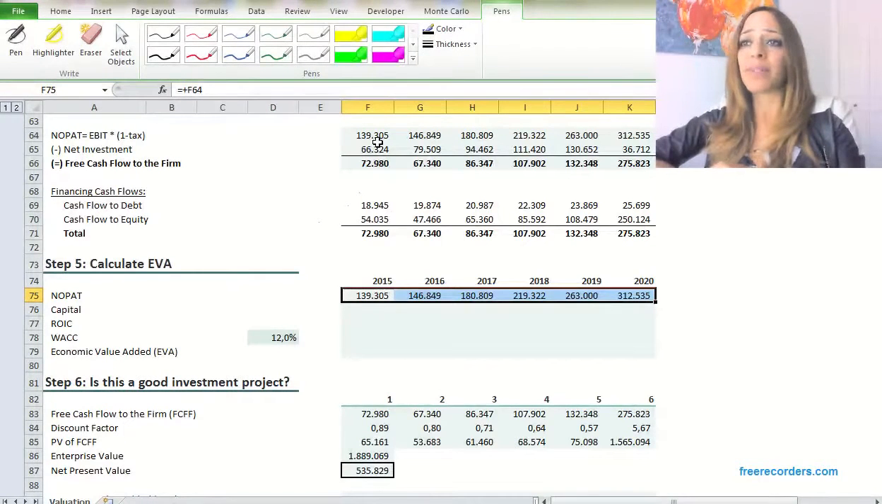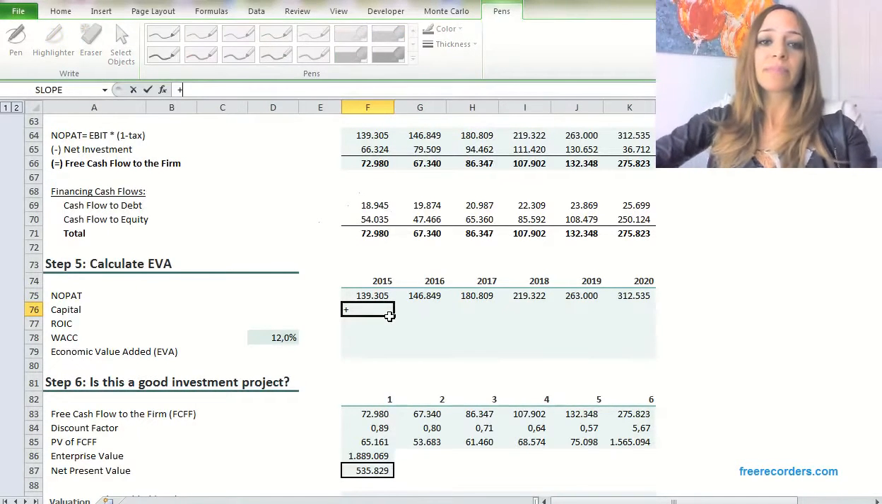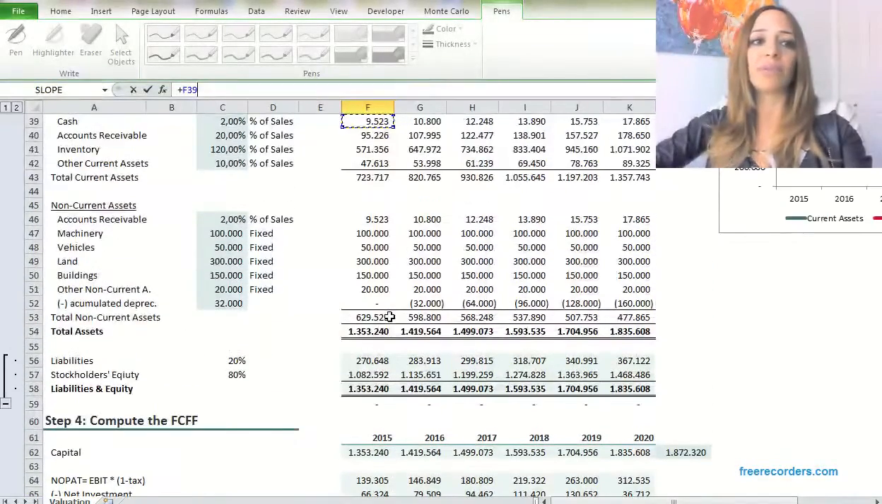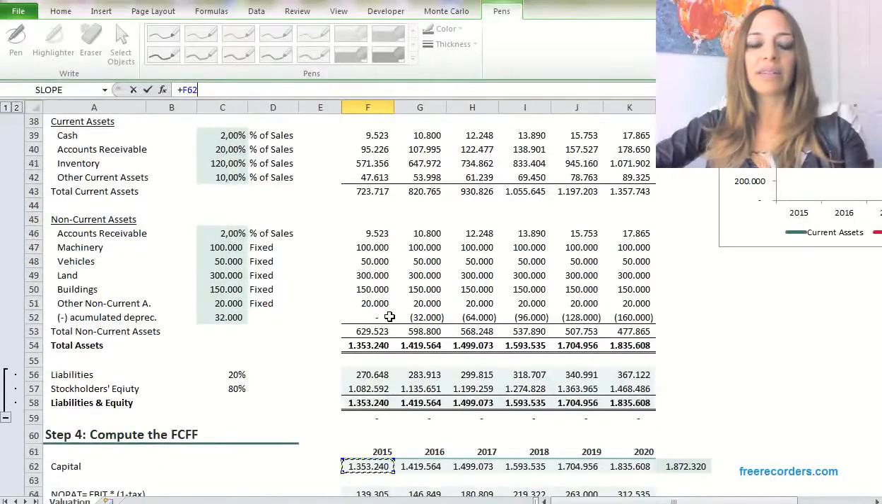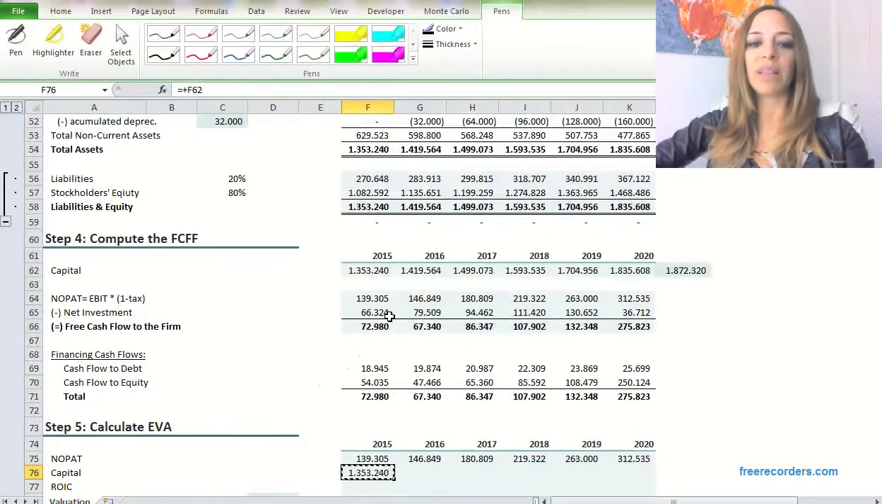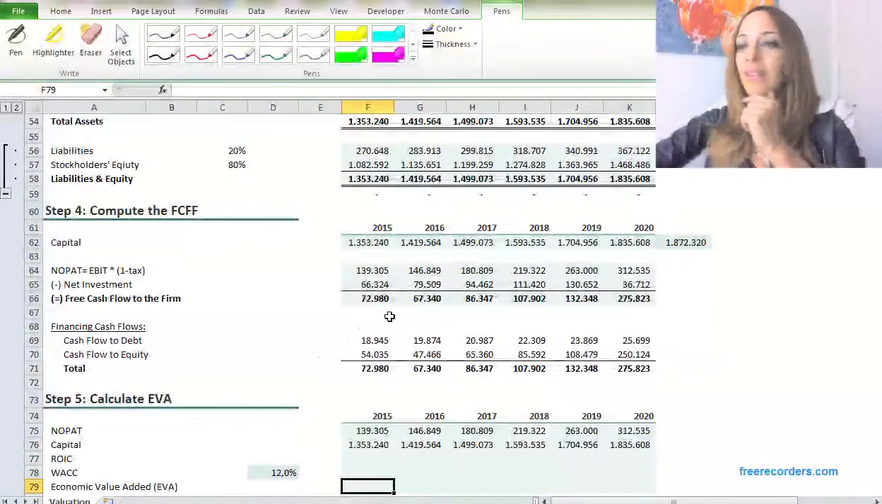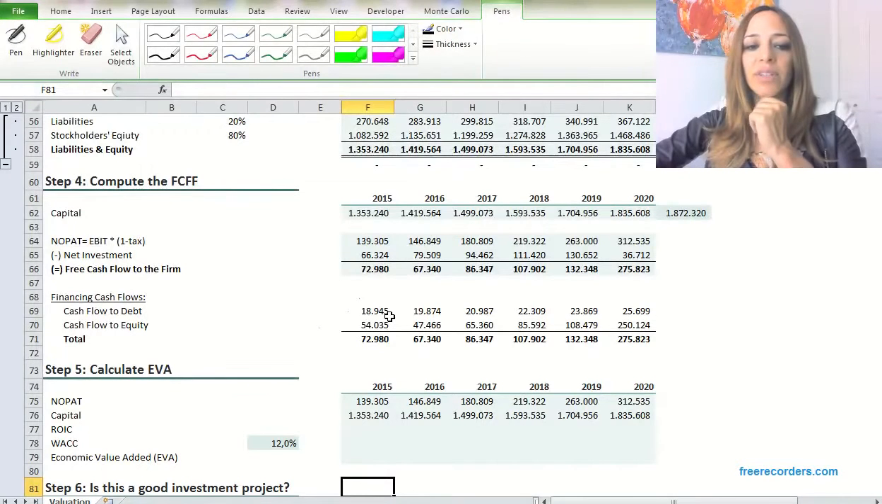But we know that number because we already have a forecast of the balance sheet. So we have a detail of all the assets that we will need. We will need, for example, in this case, some cash, we'll need inventory, other current assets, machinery, land. So capital here is 1.3 million for the first year. This is the same number we had before. Okay, it's basically operating assets. That is what capital means for the EVA methodology.